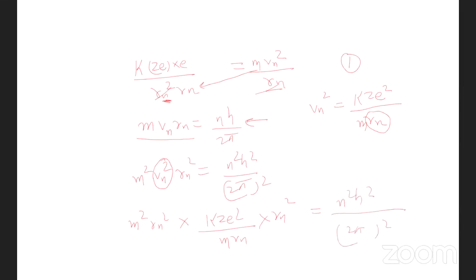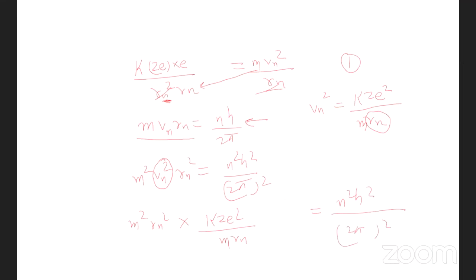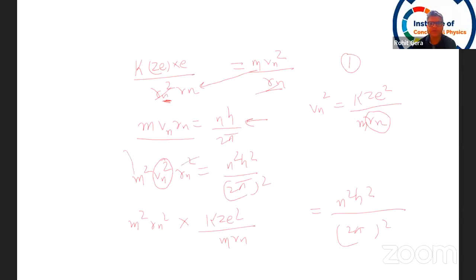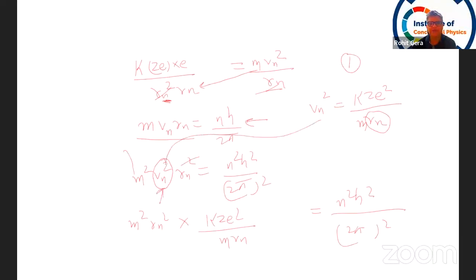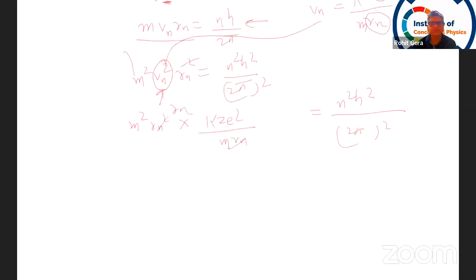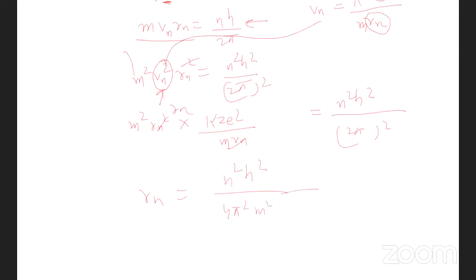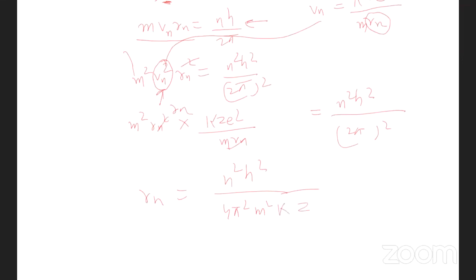I don't know where I've, sorry, I've written it again. I've already combined these two, right? M and R. So I'm only replacing Vn square. So what I will do now is, Rn will go, right? So I will get Rn is equal to n square h square by 4 pi square m square, divided by k Z e square, z divided by e square.